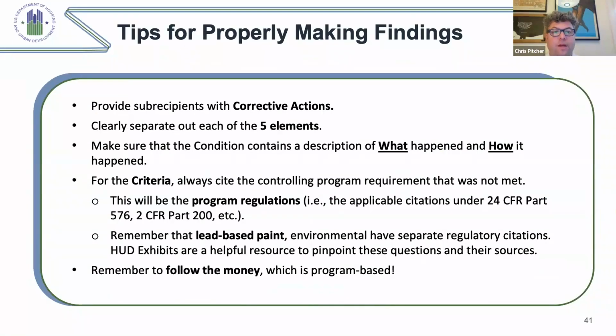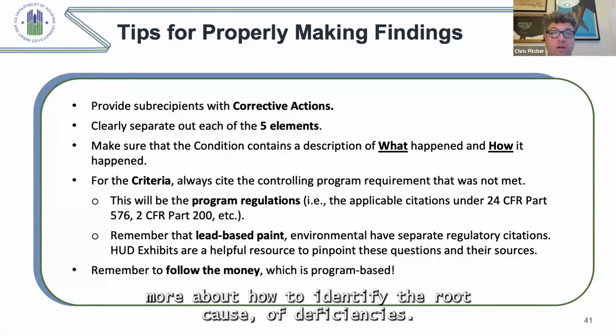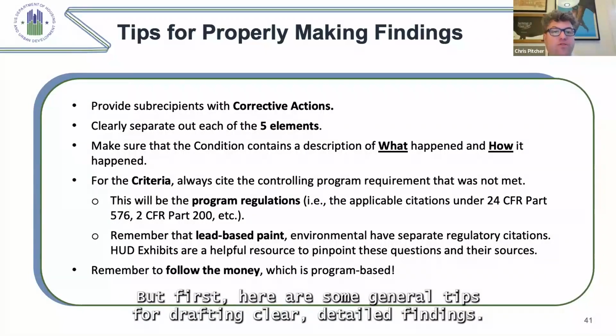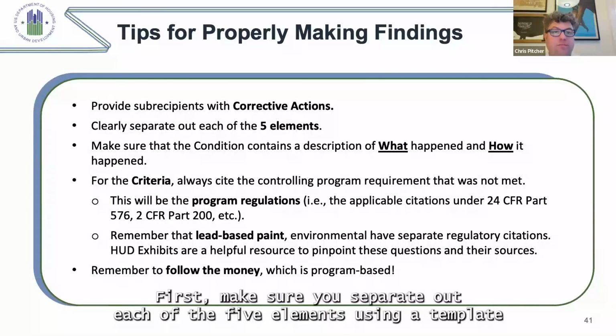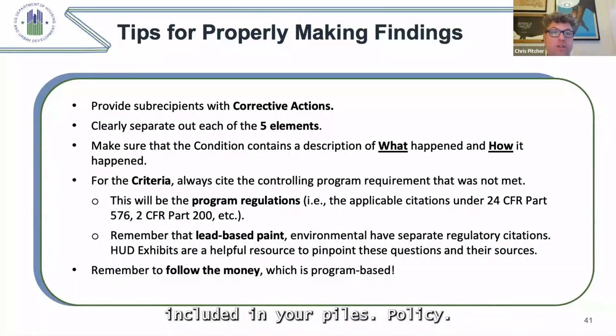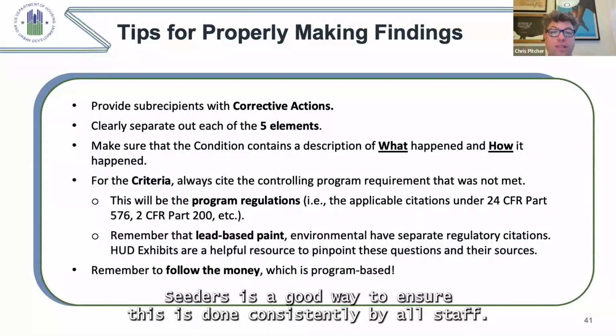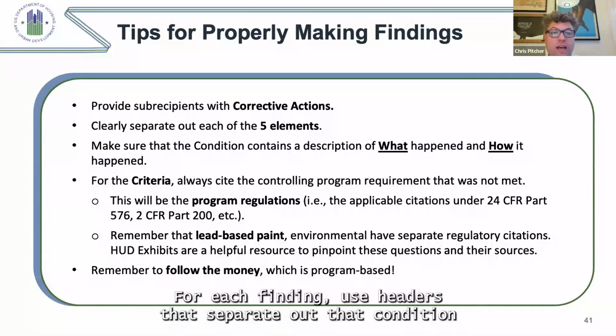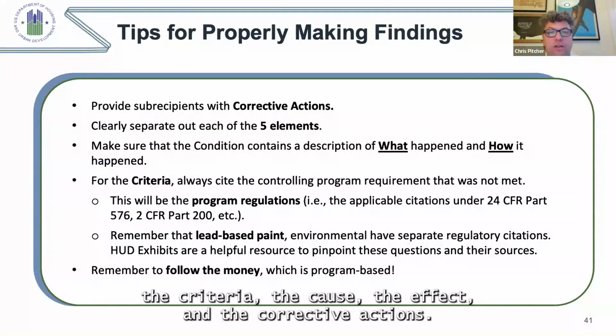Slide, tips for properly making findings. A bullet point list. We're going to talk more about how to identify the root cause of deficiencies, but first, here are some general tips for drafting clear, detailed findings. First, make sure you separate out each of the 5 elements. Using a template included in your policy and procedures is a good way to ensure this is done consistently by all staff. For each finding, use headers that separate out the condition, the criteria, the cause, the effect, and the corrective actions.